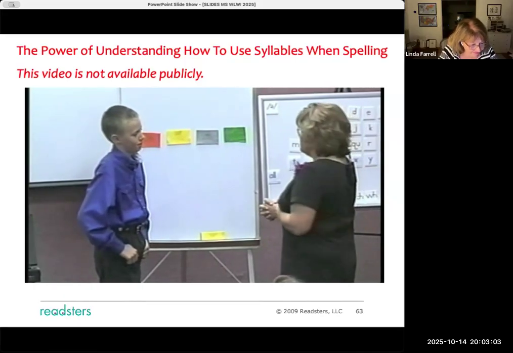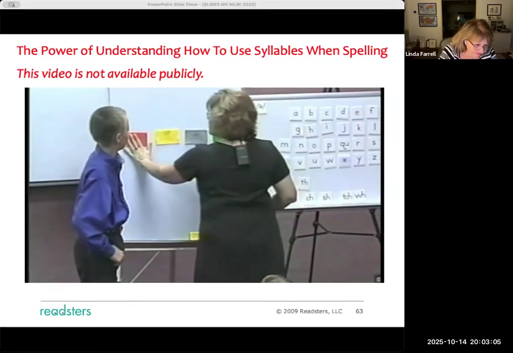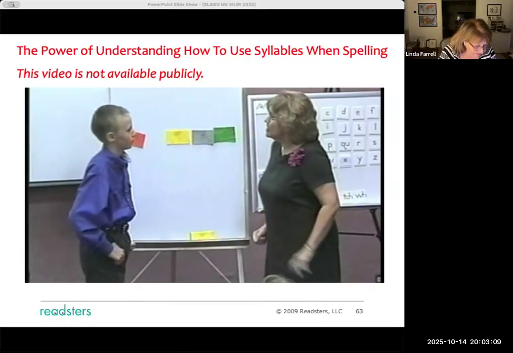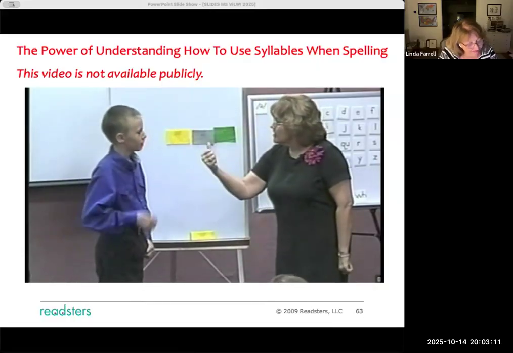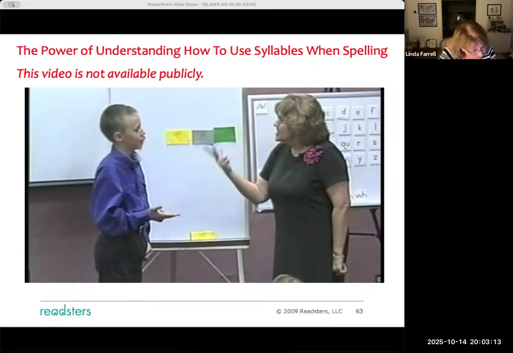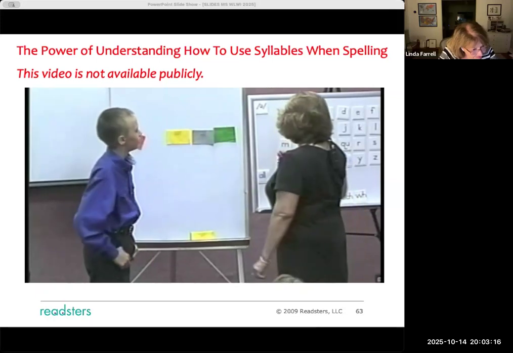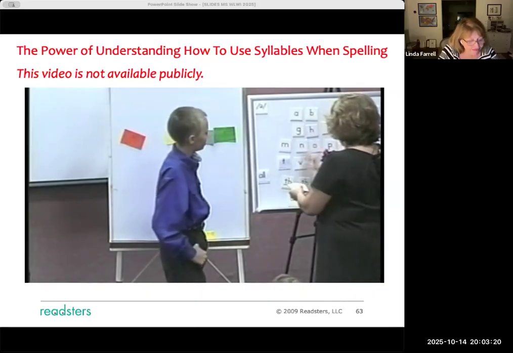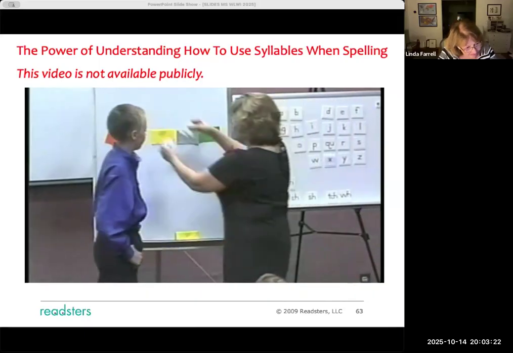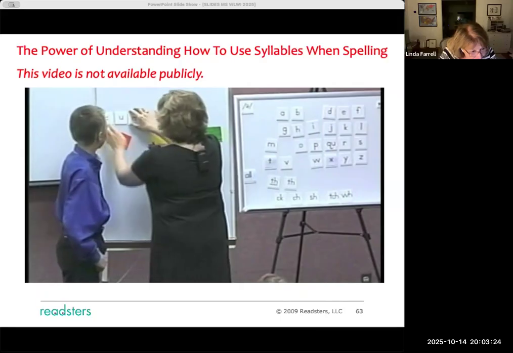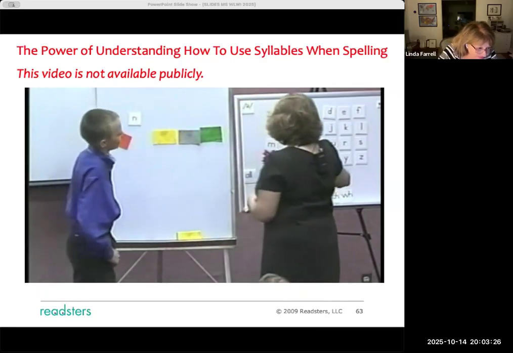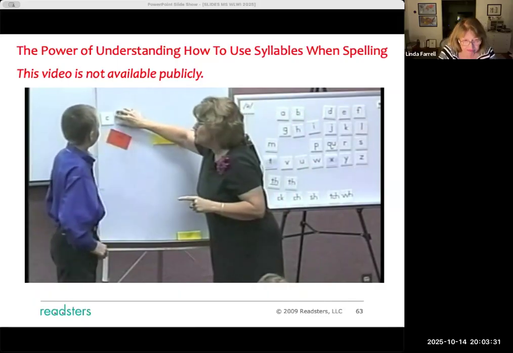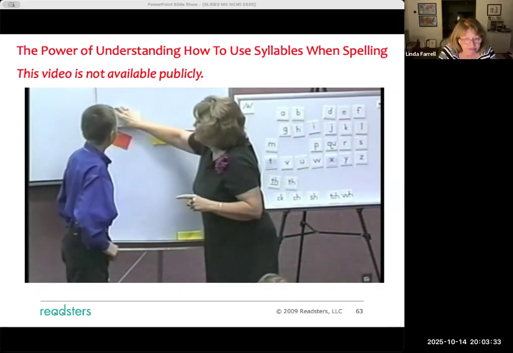What's the first syllable? Kun. Let's talk about the sounds in kun. Now, how would you usually spell kun? C-U-N. That's how you usually would spell it. It could be an A, but it's an O. Now, that's often how we spell kun at the beginning of a word.